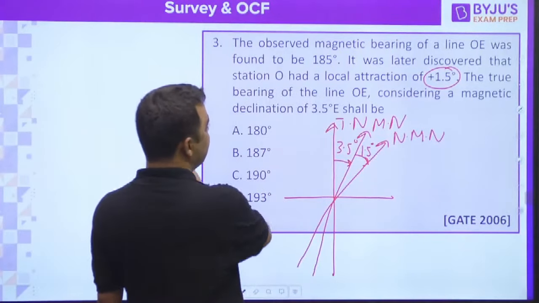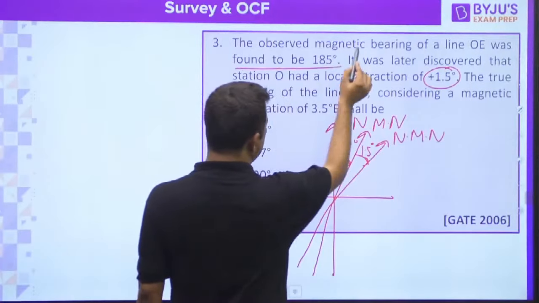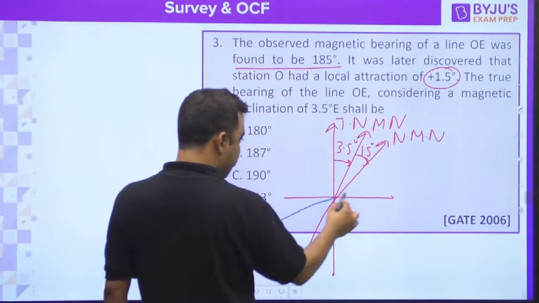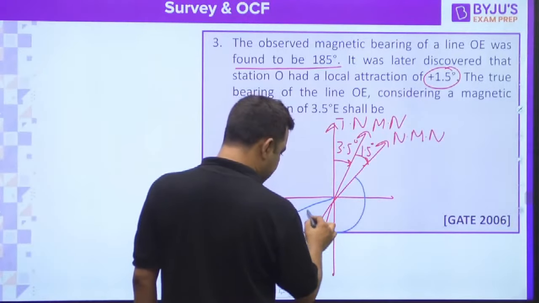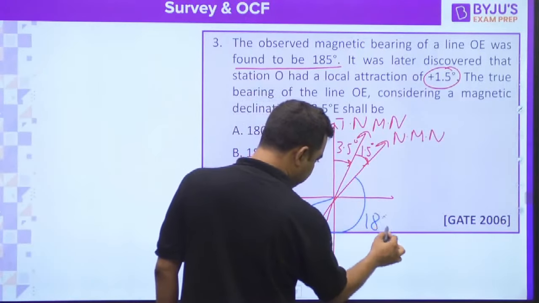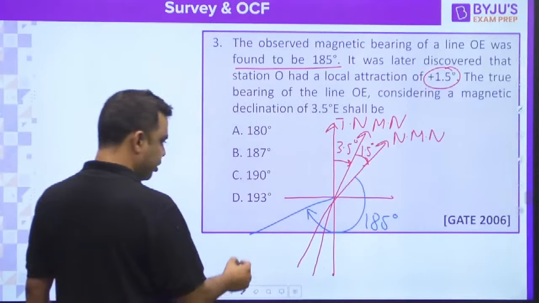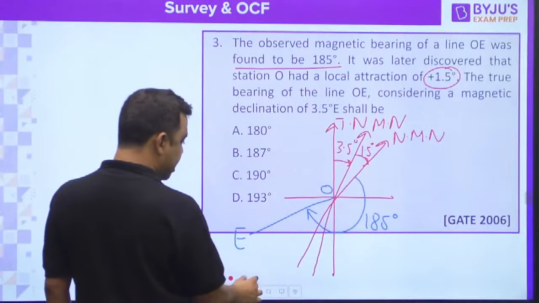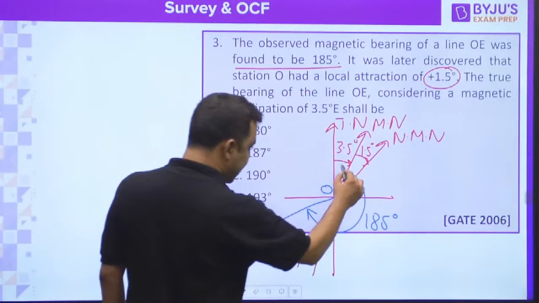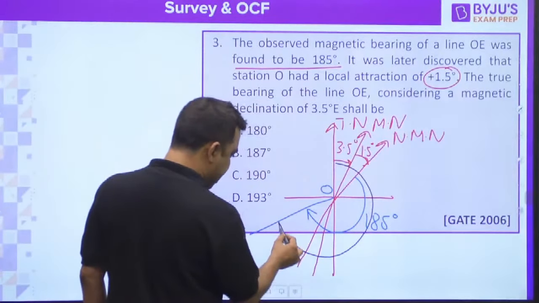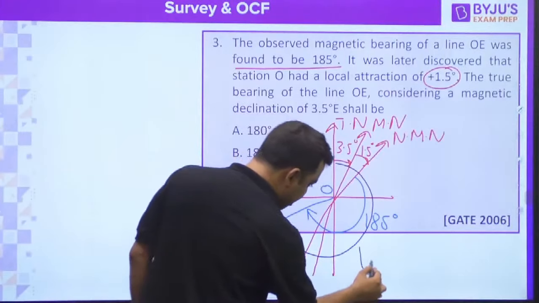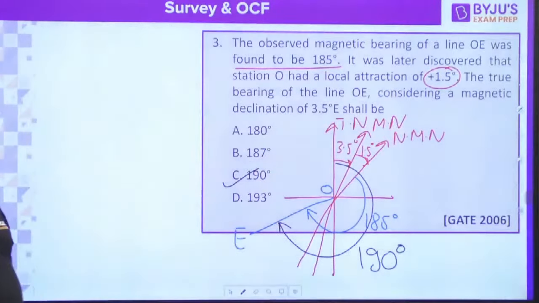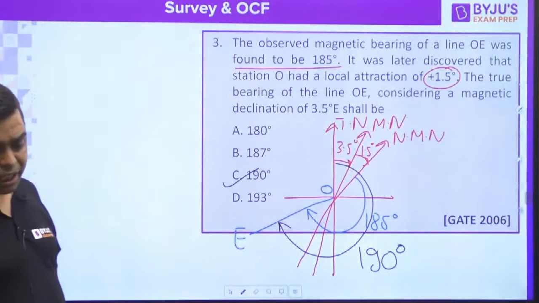And the original magnetic bearing was how much? 185 degree. So it is 185 degree, and this angle will be 185 degree. Right? This is O, this is E. So basically, what will be the true bearing? Can I tell that the true bearing will be this angle, and this angle will be nothing but 190 degree. So the answer will be option C, 190 degree.